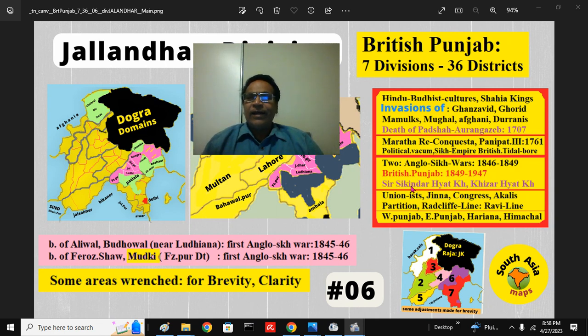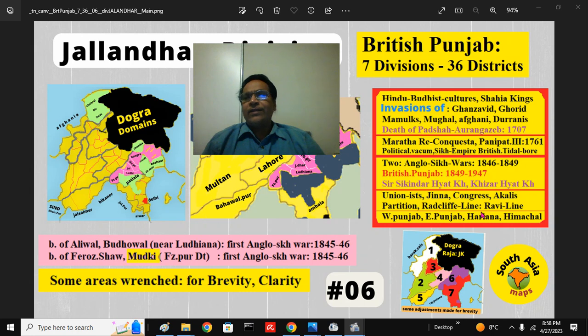Then Sikandar Hayat Khan and Khizar Hayat Khan were the premiers when the British introduced reforms in 1935. Sikandar Hayat Khan was a very prominent leader of the Unionist political party, which had Muslims, Sikhs and Hindus also, like Chhotu Ram from the Haryana region. After his premature death in December 1942, Jinnah started rising.